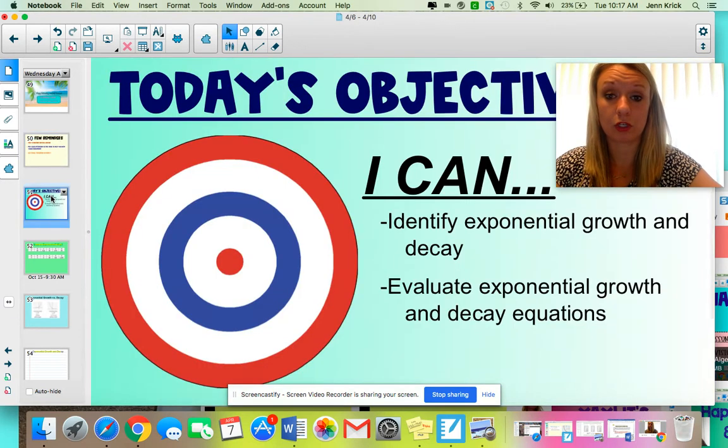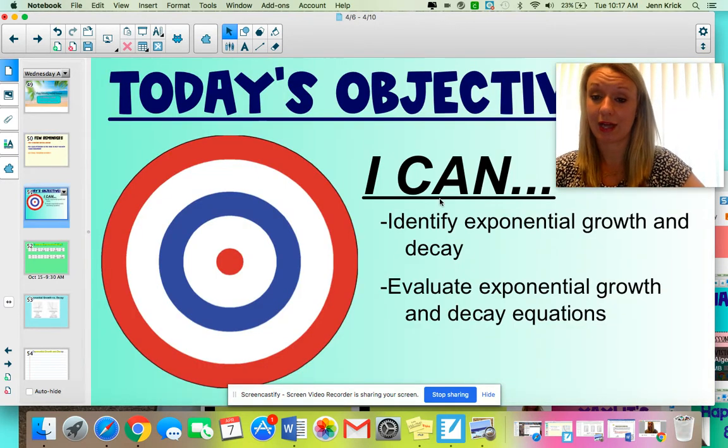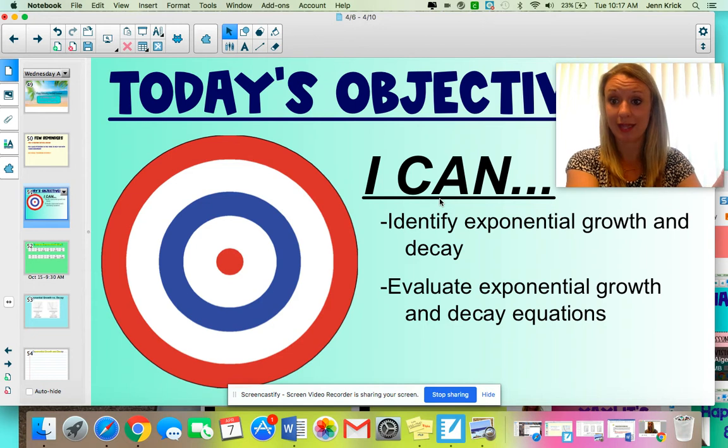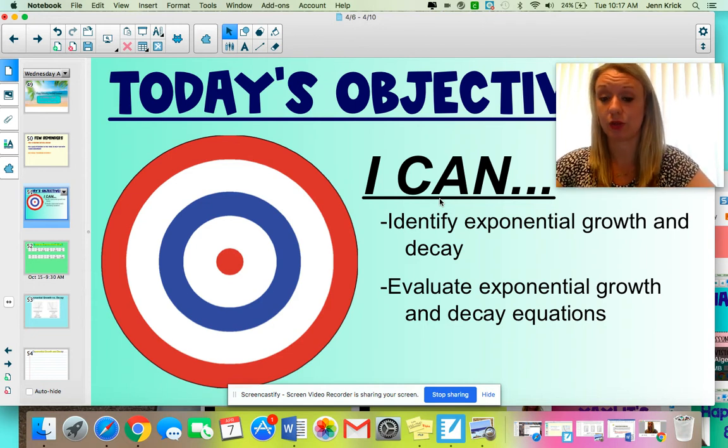All right, so your goals for today: you want to be able to identify exponential growth and decay, and be able to look at a function and say, okay, this is exponential growth, this is exponential decay, and I'll teach you how to do that. You're also going to evaluate exponential growth and decay equations with values given to you. So those are your objectives for today.